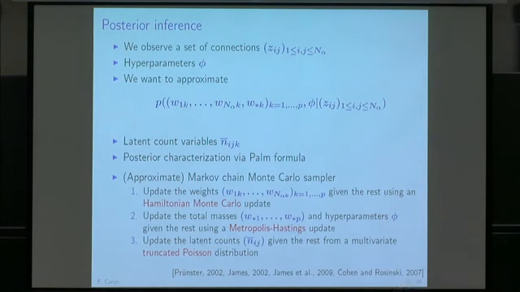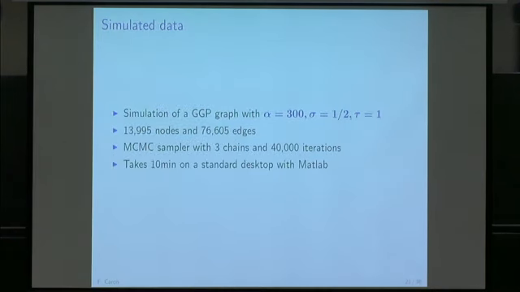I won't detail it, just show some simulation. Here, on some simulated data, I simulate a graph from this model with this set of parameters. Alpha is equal to 1/2, so I am in the sparse regime. I obtain a network with 14,000 nodes and 76,000 edges. I run an MCMC sampler with 3 chains, 40,000 iterations.